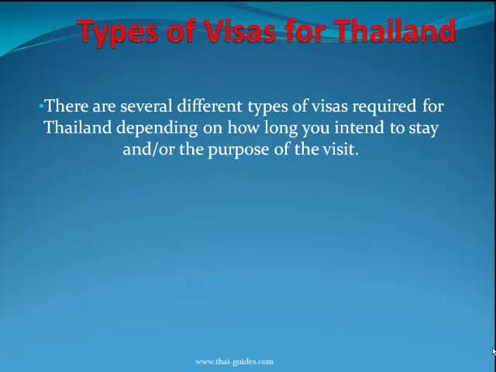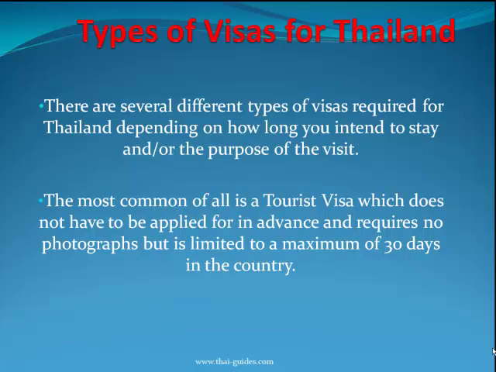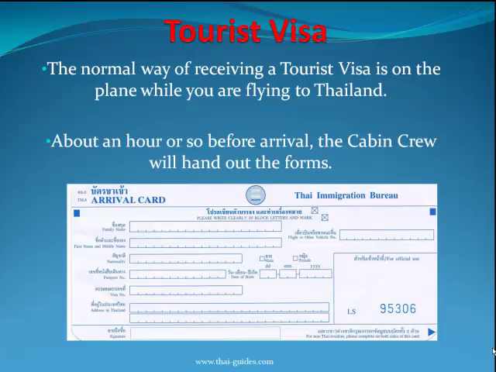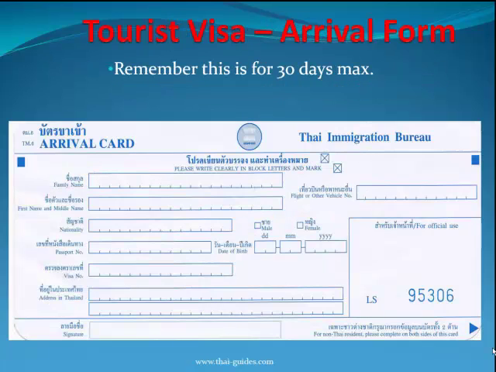Different types of visas, depending on how long you're going to stay and the purpose of the visit, but most common of all is a tourist visa. You don't need to apply in advance, no photographs, and it's limited to 30 days in the country. And the good news is it's free. So how do you get one? Well, normally the cabin crew, if you're flying into Thailand, will hand out the forms an hour or so before you're scheduled to land. And the form itself is in three parts.